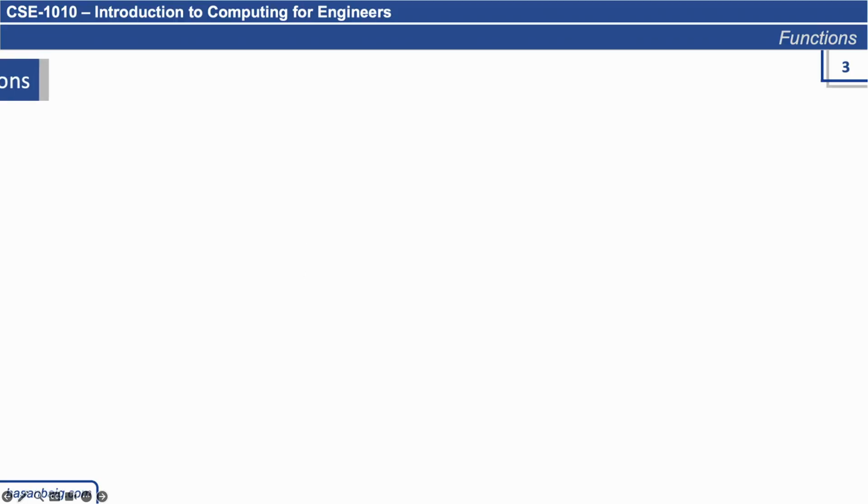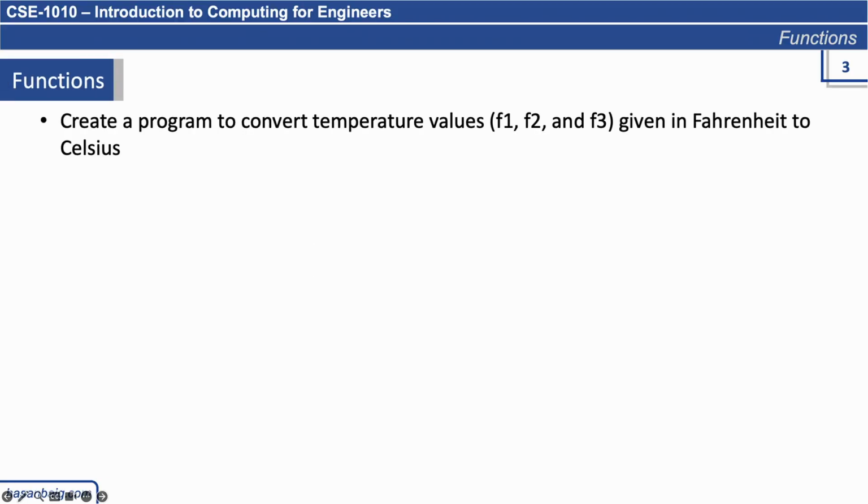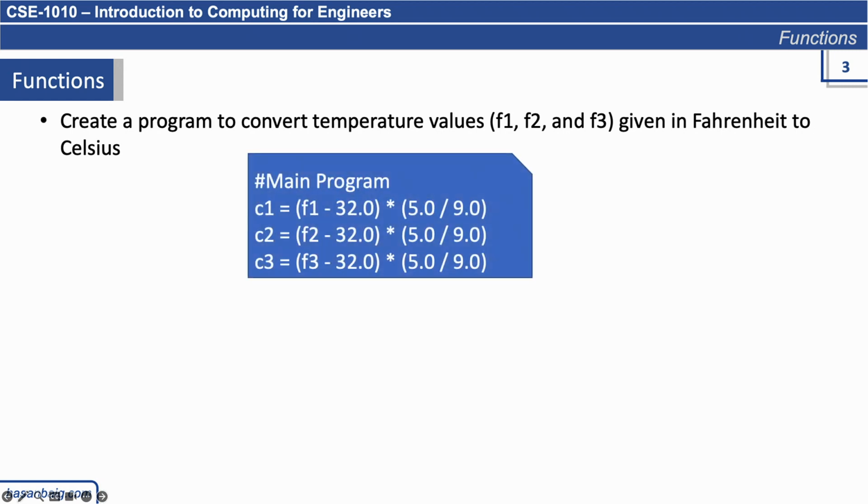Just to have a quick recap of what we discussed yesterday. Functions are needed because a program that performs the same operation repeatedly becomes large and confusing due to redundancy. We gave an example of a main program which converts Fahrenheit temperature into Celsius, using this formula to convert the temperature from Fahrenheit to Celsius.